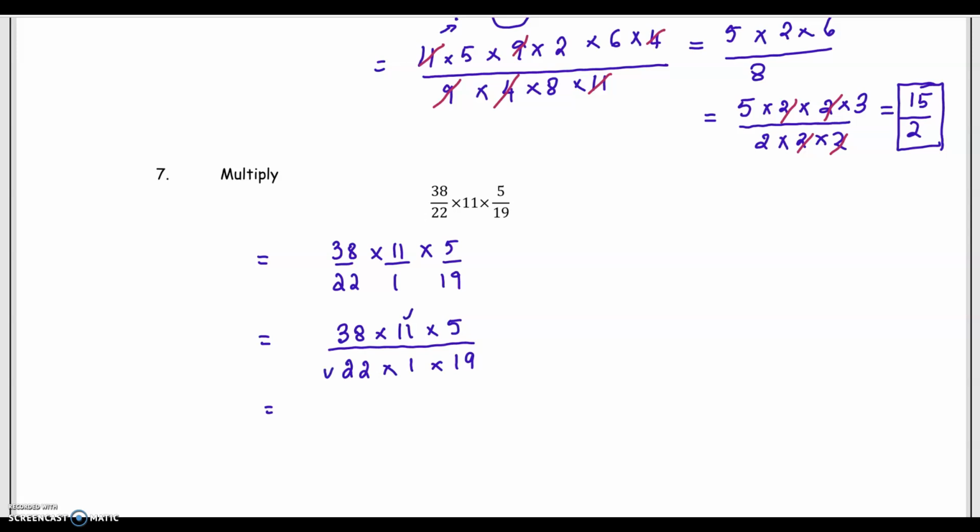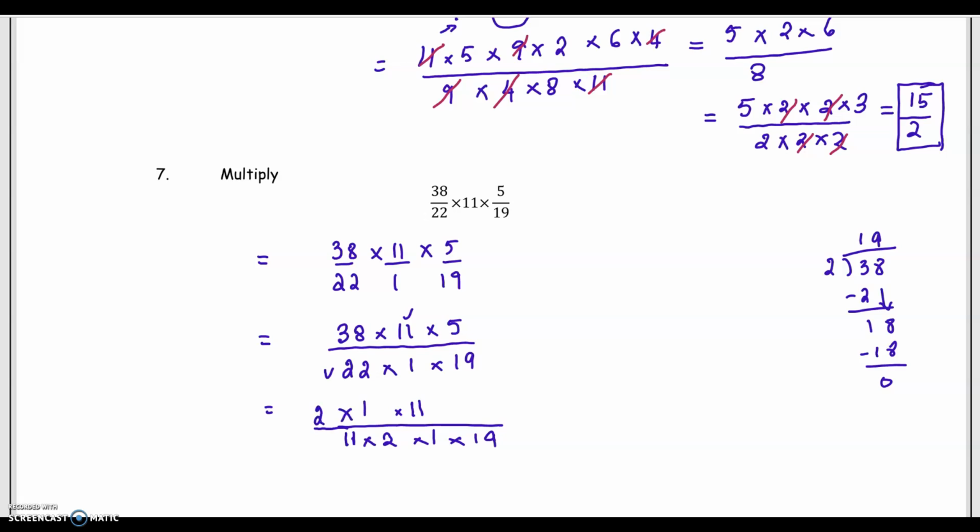We have 11, we have 22 clearly. 11 is a factor in the denominator because 22 is 11 times 2. And 38: 2 goes into 38. 2 is a factor of 38, so 2 times 1 is 2. 3 minus 2 is 1. Bring the 8 down. 2 times 9 is 18. Subtract and you get a 0. So 2 times 19 is 38. And then we have the 5.